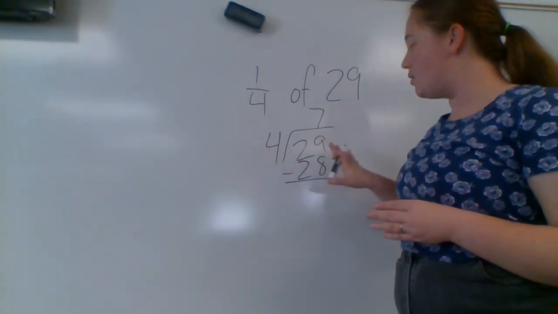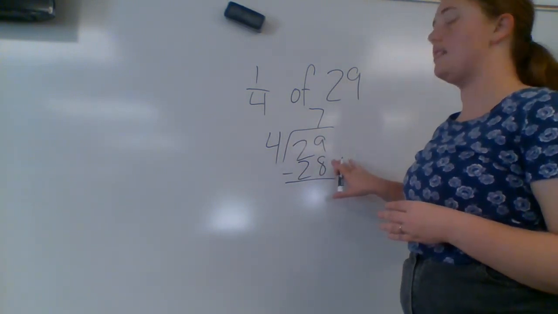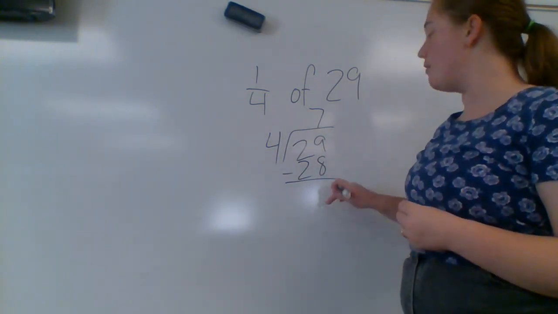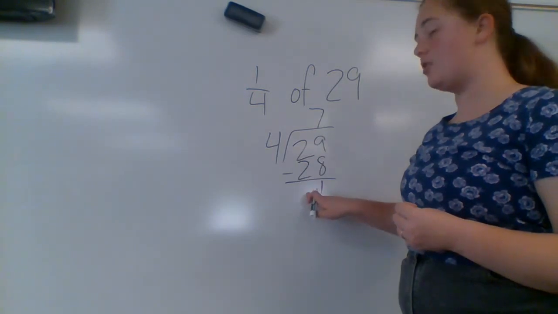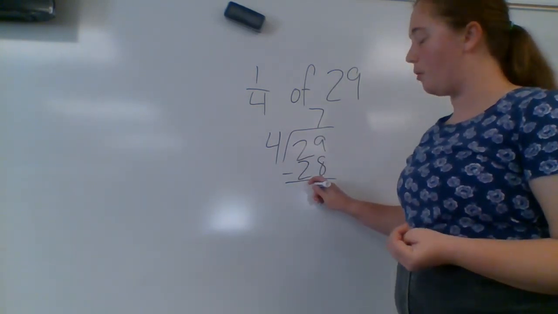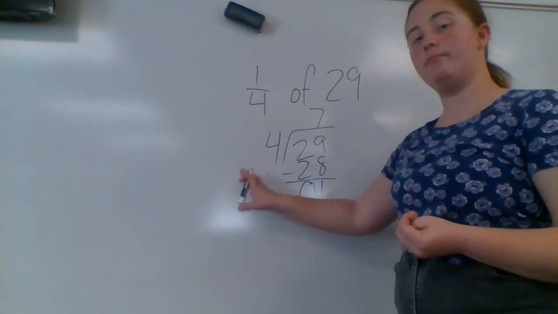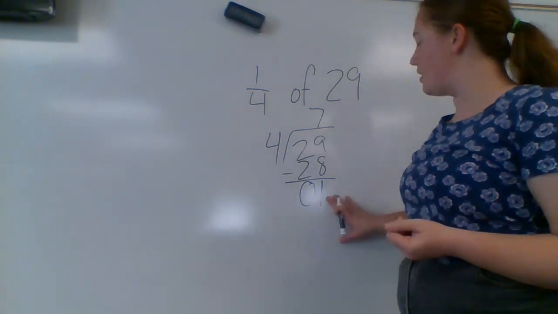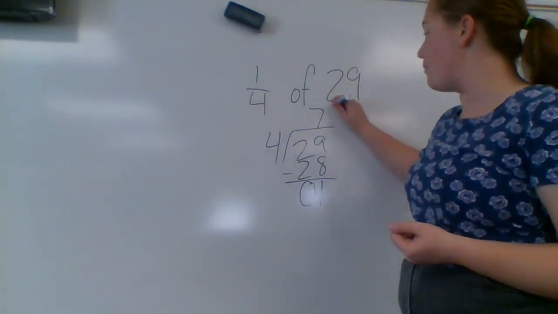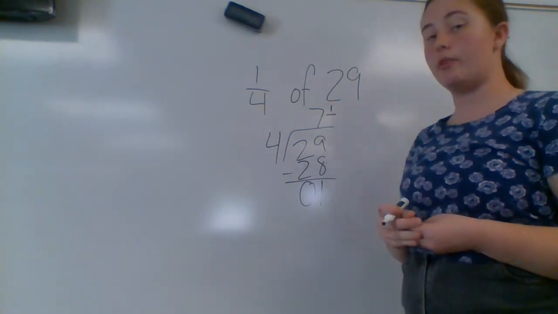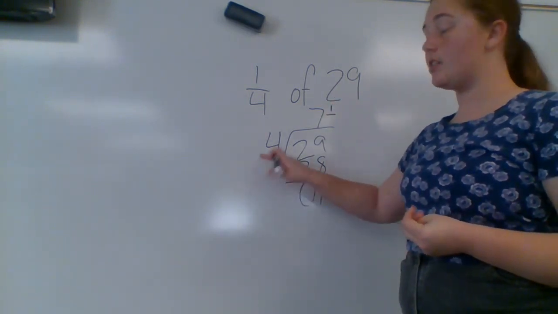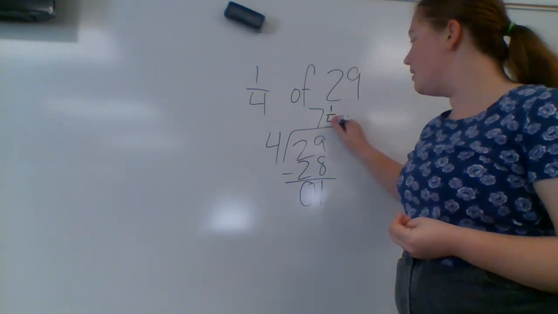4 times 7 is 28. 9 minus 8 is, right, 1. 2 minus 2 is 0. Is 1 smaller than 4? Right. So we're going to take my bottom number down here, my remainder. It's going to be my numerator. And this 4 over here is going to be my denominator.